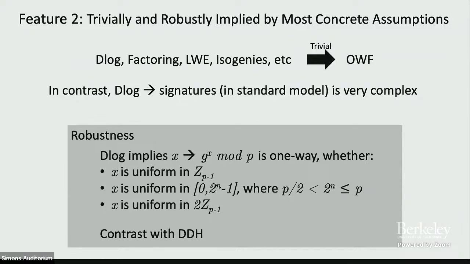And contrast this with DDH, where whether or not the assumption holds is really sensitive to the distribution, right? If you're working in the multiplicative group mod p, DDH is false if you actually choose your exponents uniformly in Z sub p minus 1. You have to make sure that you are in a subgroup like here. So what we want is a way to go from our algebraic crypto assumptions to whatever our minimal assumption is in a way that's relatively robust to changes and not super sensitive to the details.